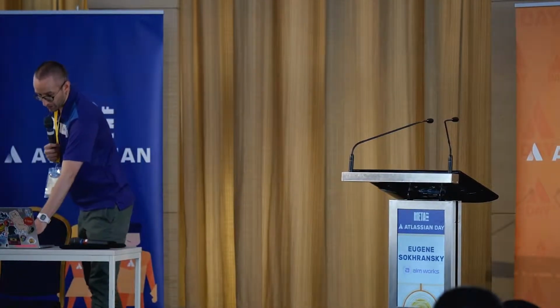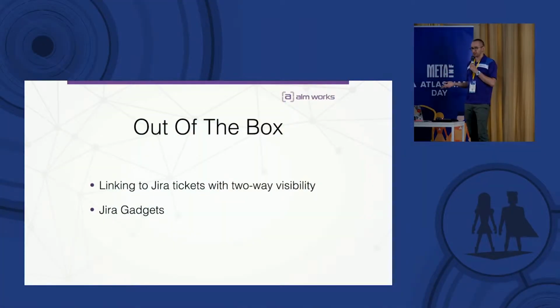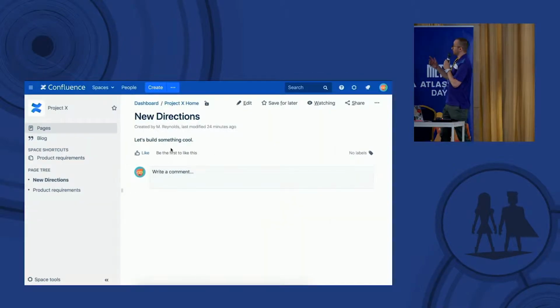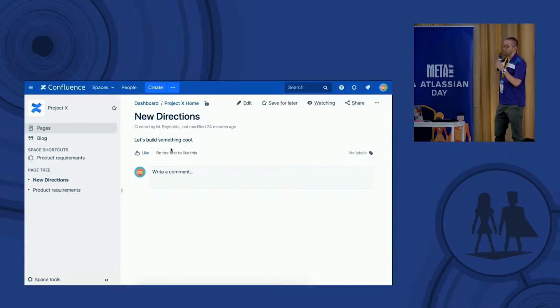And Jira out of the box actually offers quite a few things. So you have links that you can create between pages and tickets. You can insert Jira gadgets into Confluence pages and show some statistics, some useful graphs. There are, though, some complications, and let's see how that works, actually. I made a few short videos. Hopefully you can see what's going on from back there.